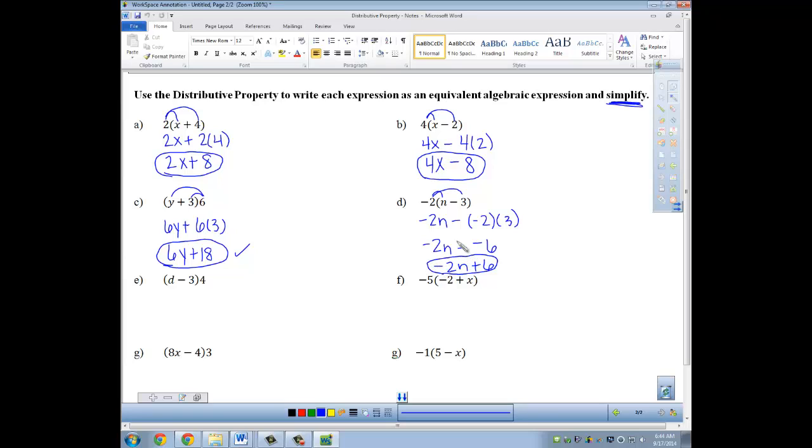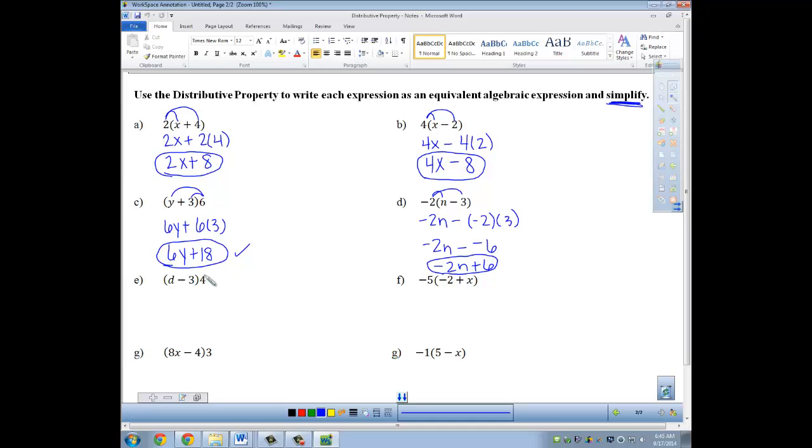Another way to think about the negatives is you can think of this as a negative 3 rather than a minus 3. Negative and minus are the exact same thing. So you could think of it as negative 2 times negative 3 to get your positive 6. So if that way is easier to you, then do it that way so you don't have as many negatives down here. So again, a negative and a minus are the exact same thing.